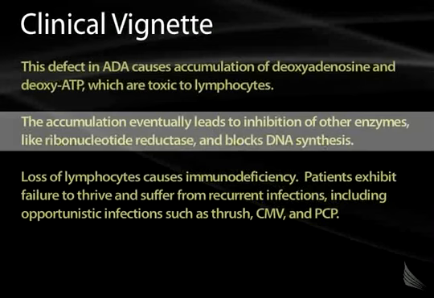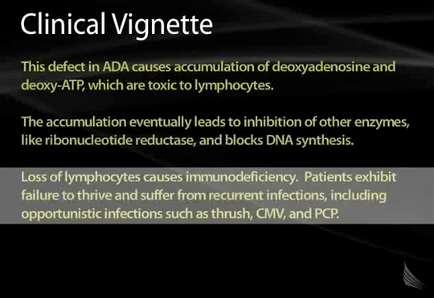the lymphocytes. This accumulation eventually leads to inhibition of other enzymes like ribonucleotide reductase and blocks DNA synthesis. So the loss of these lymphocytes causes immunodeficiency. The patients exhibit failure to thrive, and they suffer from recurrent infections, especially opportunistic infections like thrush, cytomegalovirus, and pneumocystis carinii pneumonia.